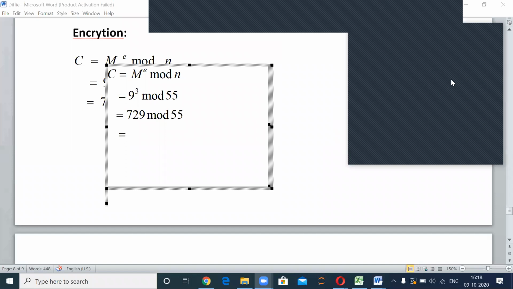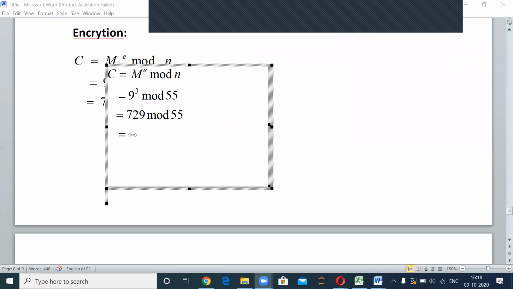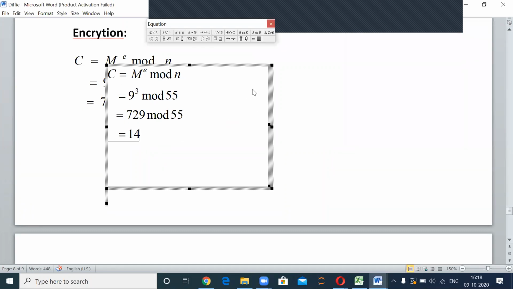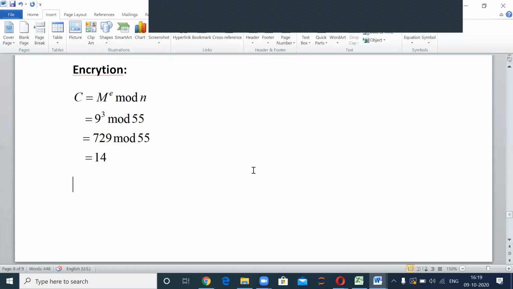Yes, Naveen. 14, sir. You are getting 14? Yes, 14. Right? Now you perform the decryption.